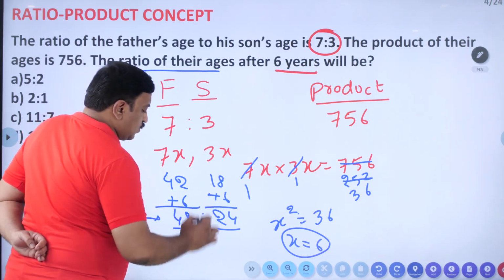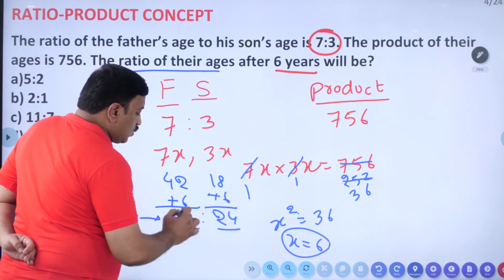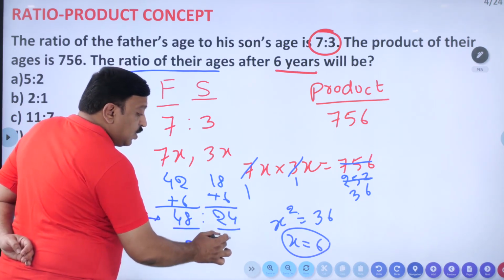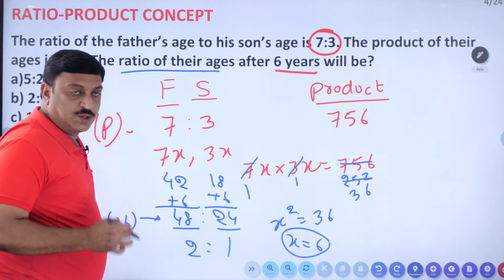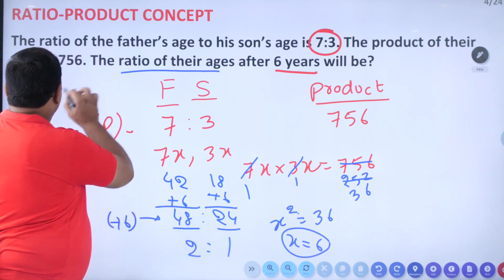That is, 48 is to 24 means how much? 24 ones, 24 twos. So the answer is 2 is to 1. Understood? So here it is 2 is to 1. Your option is B. Okay, fine.